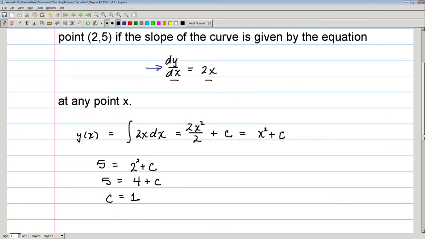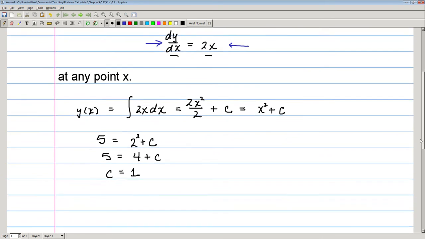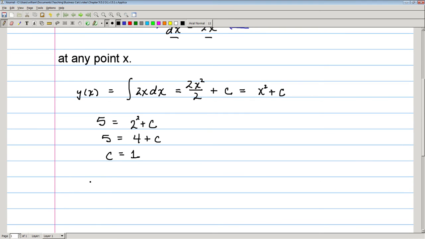So we use both pieces of information, that it passes through the point (2, 5), and that we are given an expression for the derivative of the function. This is how we select a particular antiderivative from the family. And so our solution is y equals x squared plus 1.